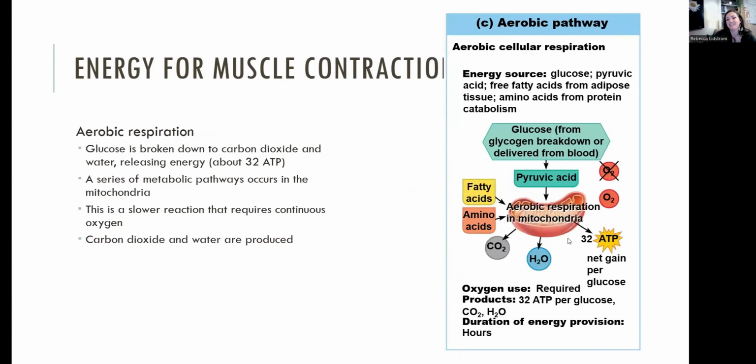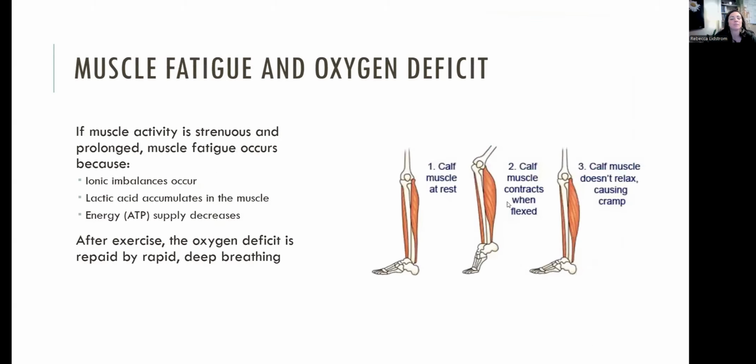And then if there is oxygen present and for more long-term things, we would do these type of pathways. So aerobic pathways: the citric acid cycle or Krebs cycle, same thing, different names, or the electron transport chain. Okay, so now that we talked about that, let's talk about muscle fatigue and oxygen deficit.